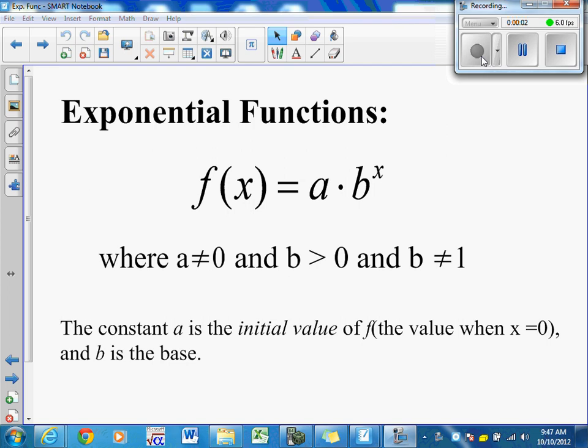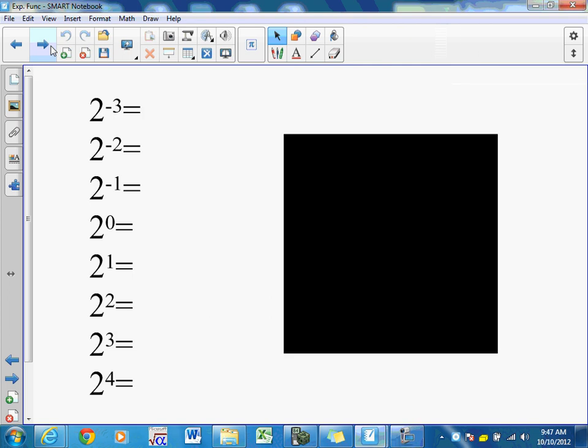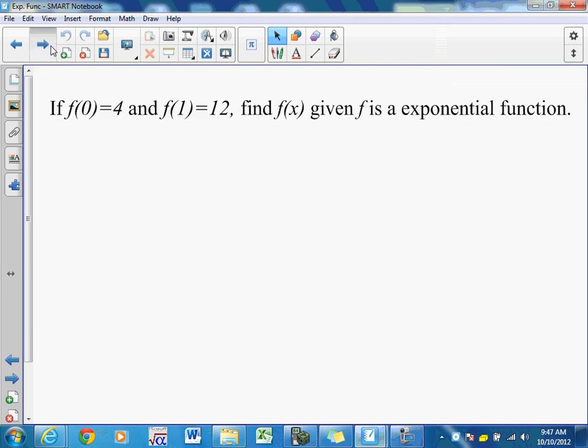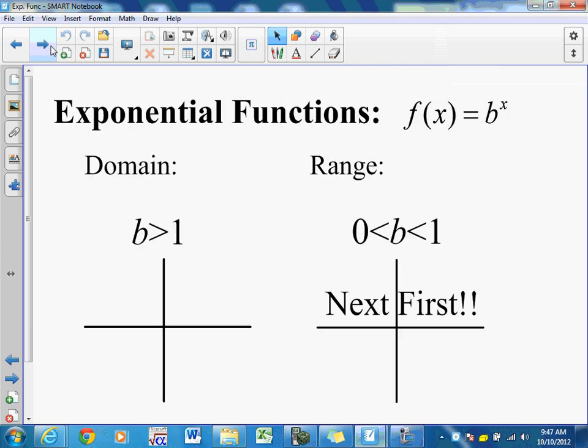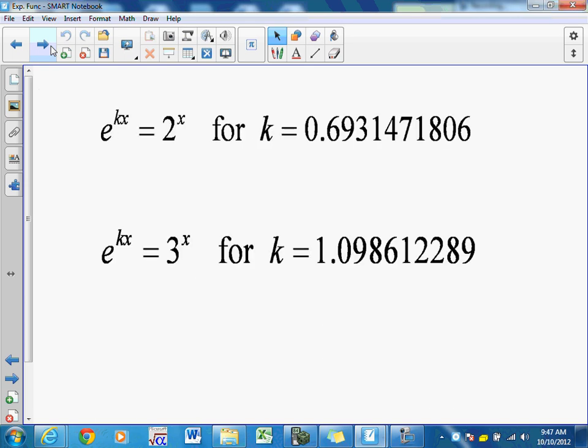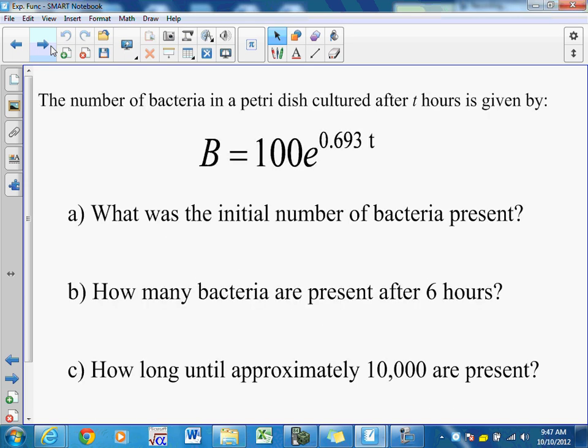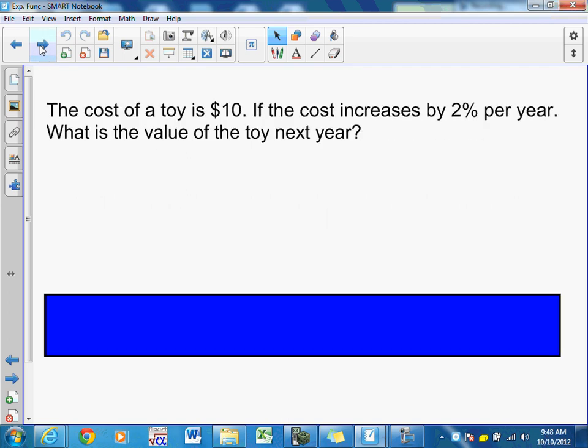We're going to continue to look at exponential functions today. Yesterday we just looked at what an exponential function is and what the graph looks like. Today we're going to look at some actual applications, similar to this problem where we had our exponential function of base e. But first let's look at a problem.